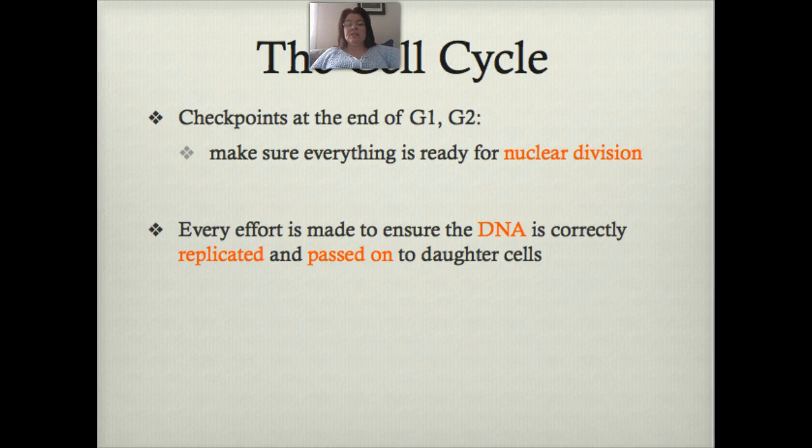So the checkpoint at the end of G1 ensures that the cell is ready to go into S. And S, of course, is where the DNA will be synthesized or replicated. The checkpoint at the end of G2 makes sure that the cell is ready to go into M, which is the time when the nucleus is going to divide. Every effort that the cell can put in is made to ensure that the DNA that's being passed on to these daughter cells is an accurate and full copy of the parent cell DNA.